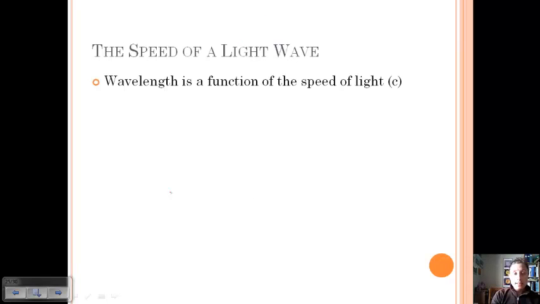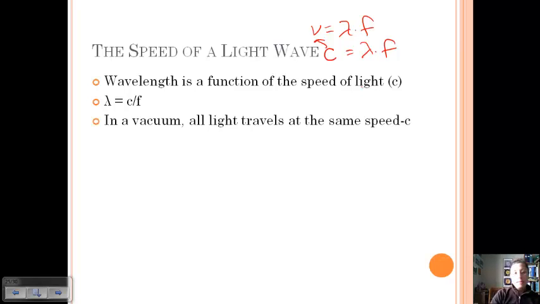Okay, so let's look at the speed of light. We've already talked about this a little bit. We know that wavelength is a function of the speed of light. We know that speed is equal to wavelength times frequency, and for speed we can substitute c because that's the speed of light. So c is equal to wavelength times frequency, and you can rearrange your equation from there. So wavelength would then equal speed over frequency.